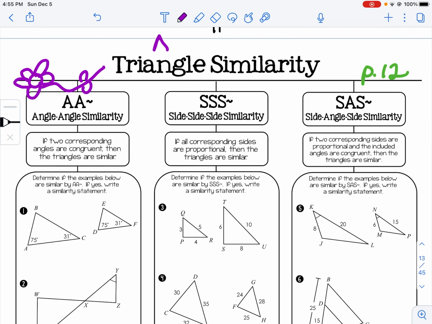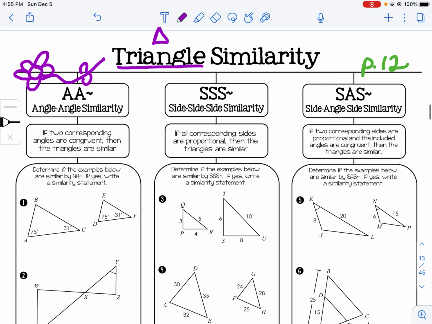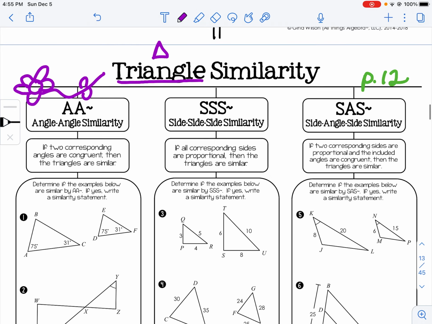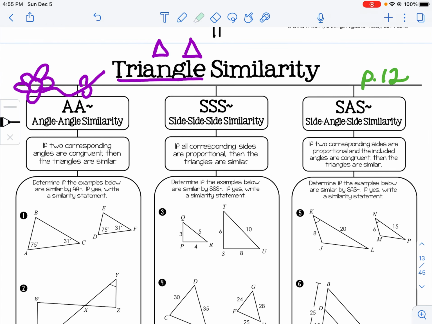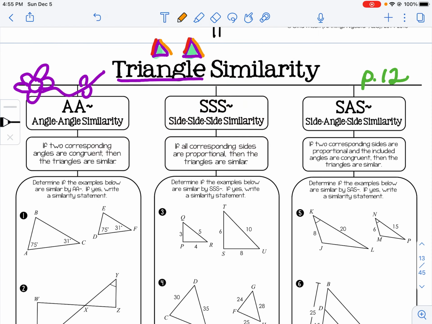Today we are going to look at just our friends, the triangles, and we're going to learn a few shortcuts. What do I mean by shortcuts? Well, last week, which wasn't very long ago, in order to show that two triangles are similar, we had to show that every single matching side is in proportion and every single matching angle is congruent.